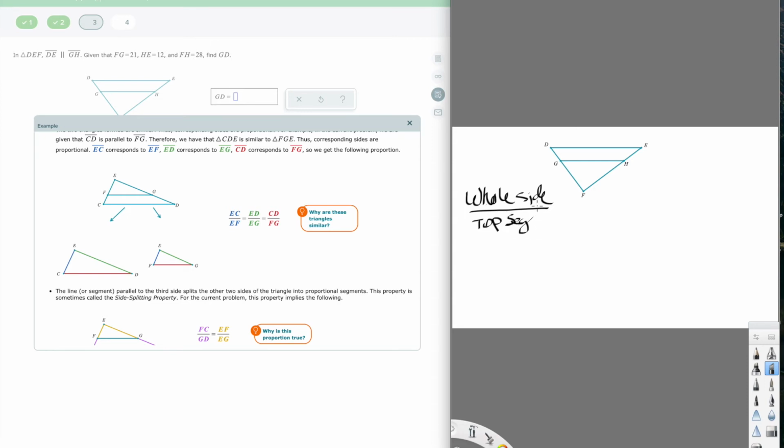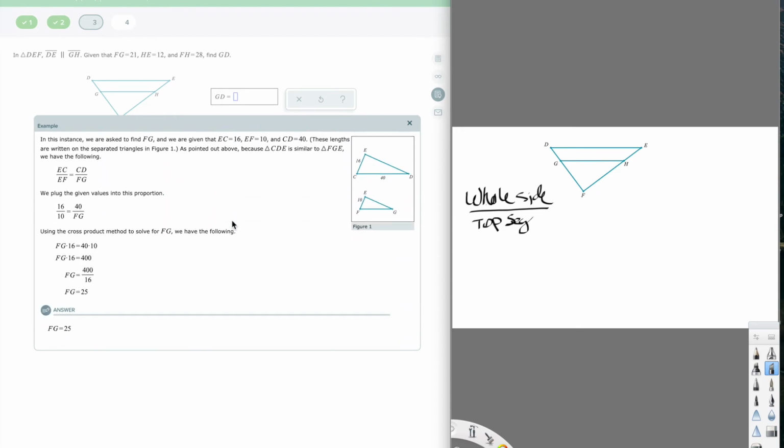And what I mean by top segment is I'm assuming that the triangle will be right side up and we're going from the point down. So just be careful about that. Or I can say not smaller segment. I don't want to say smaller segment because that's misleading, because then you might think that it's FC. So we can use this proportion here to help us solve for some of the missing pieces.